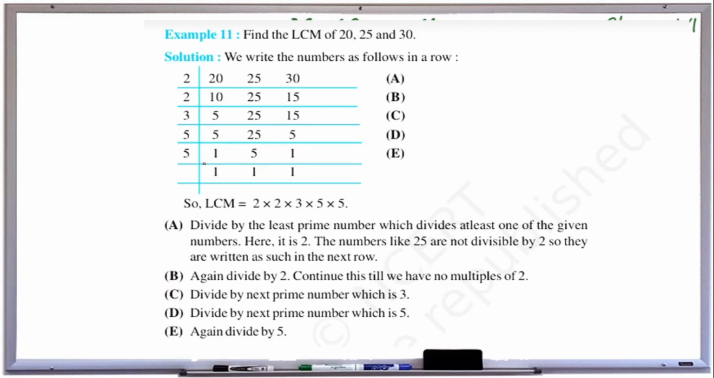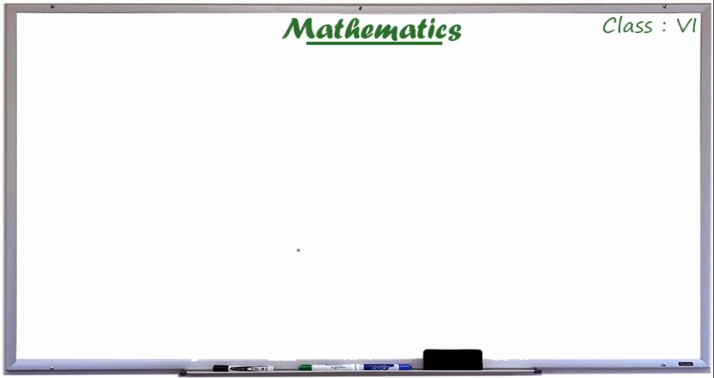Now simply multiply 2 into 2 into 3 into 5 into 5. That is the LCM. Here you have to find the product: 2 into 2 is equal to 4, 4 into 3 is equal to 12, 12 into 5 is equal to 60, 60 into 5 is equal to 300. So 300 is the answer. If you don't understand this video, kindly go back and rewatch.